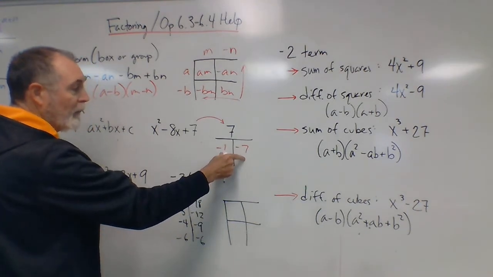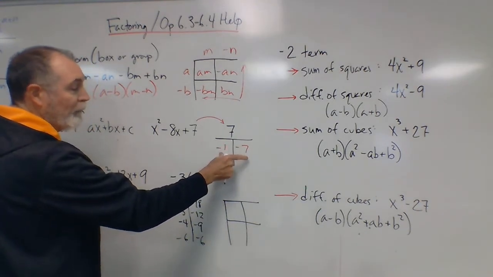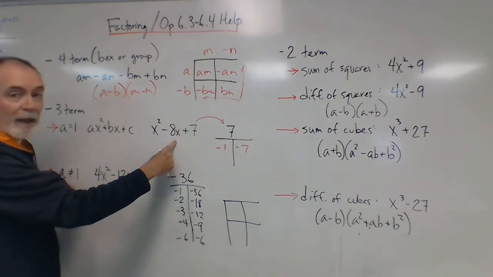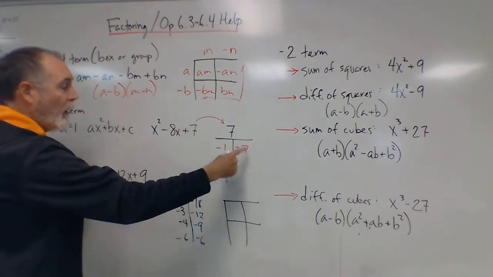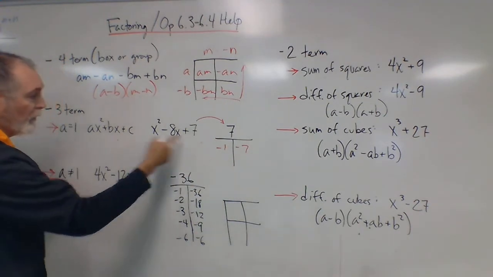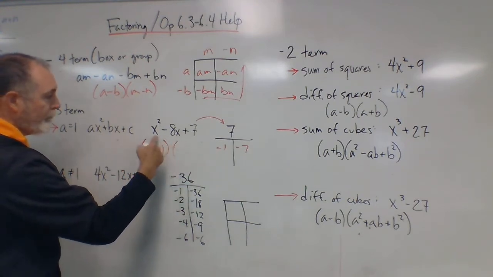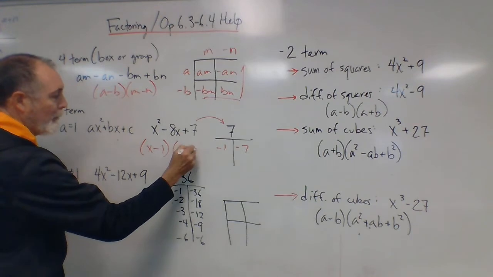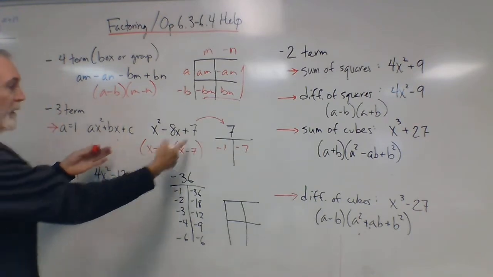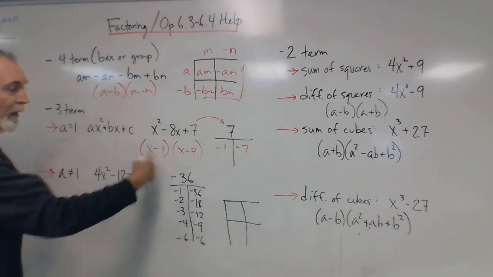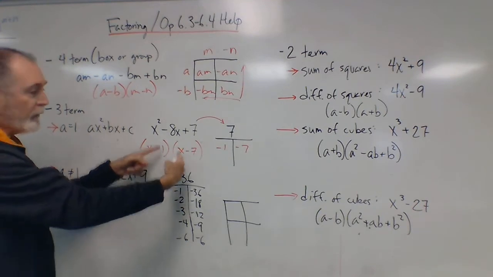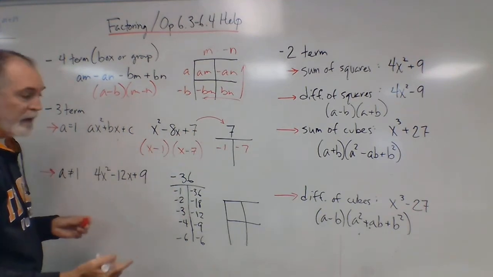Negative 1 times negative 7 is positive 7. Negative 1 plus negative 7 is negative 8. These are my factors. So this would factor into x minus 1, x minus 7. There, this trinomial has been factored. If I FOIL this, I'm going to end up with that. I can check it.